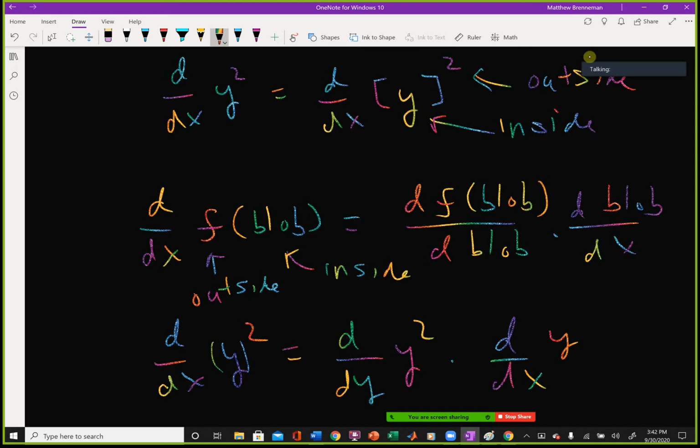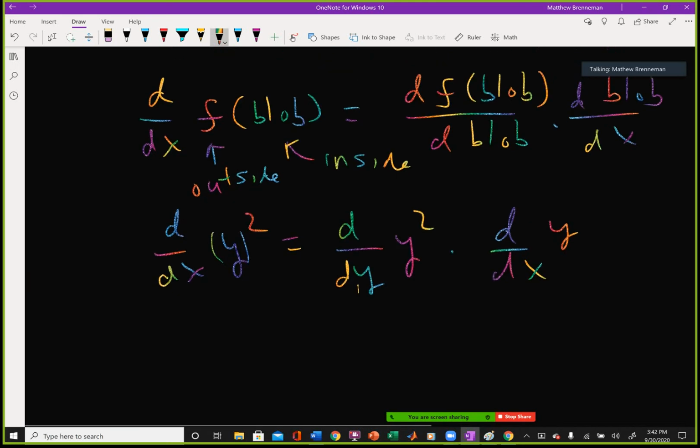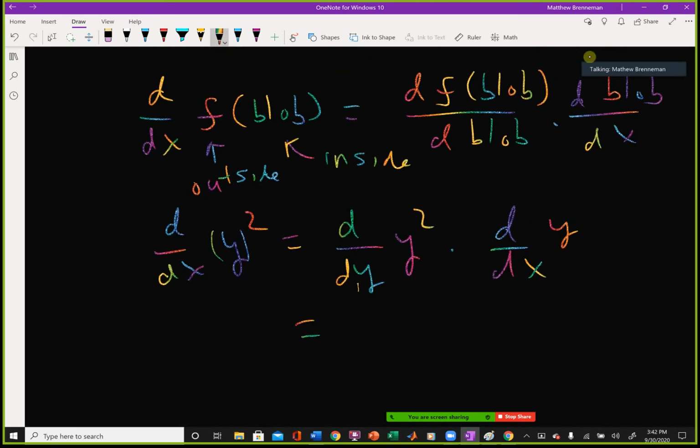Okay? Again, outside function, inside function. So this tells me take the derivative of the outside function with respect to the inside function, which I'm calling blob, okay? Then take the derivative of blob, my inside function, with respect to x. And this is easy to do, right? Derivative of y squared with respect to y is just 2y, right? And the derivative of y with respect to x is just y prime. Okay?